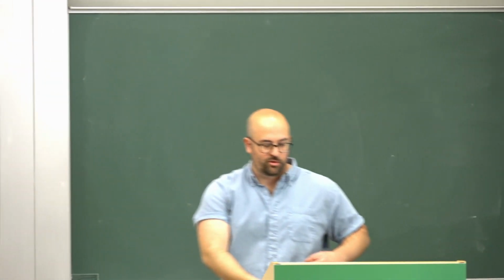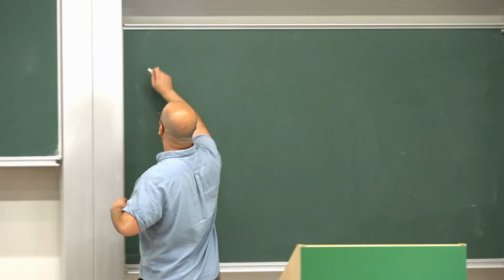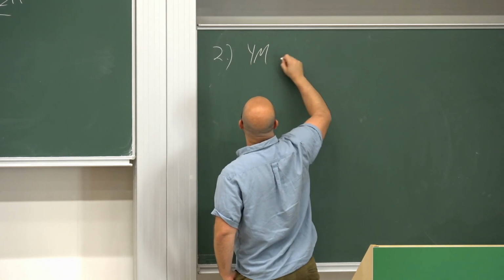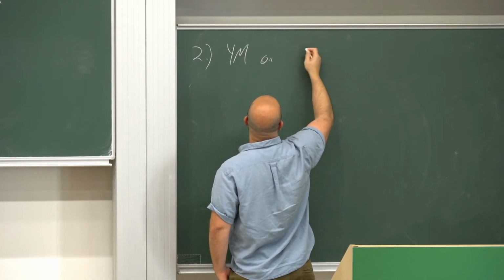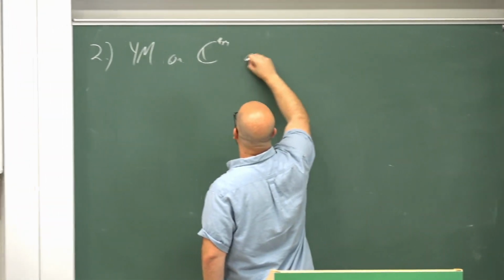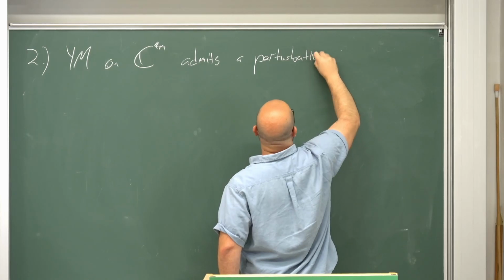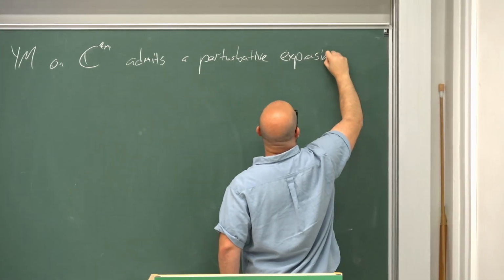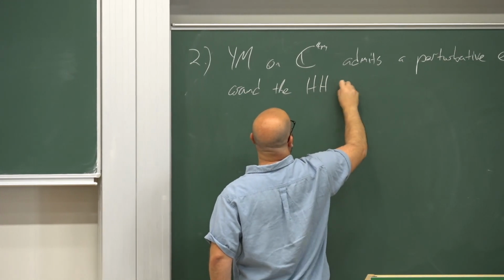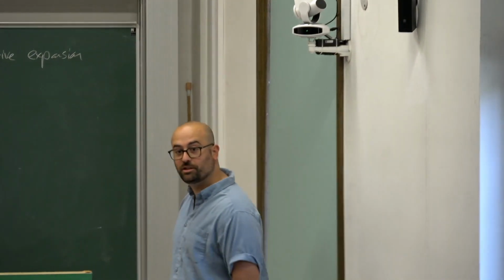Okay, so one reason to care about these hyperholomorphic bundles is that they're automatically Yang-Mills. But then the other reason to care is that Yang-Mills theory on C^4m, again, I'm thinking of everything complexified, but we can pick real slices if we want, admits a perturbative expansion around the hyperholomorphic sector, in exactly the same way that in 4D, Yang-Mills theory admitted a perturbative expansion around the self-dual sector.